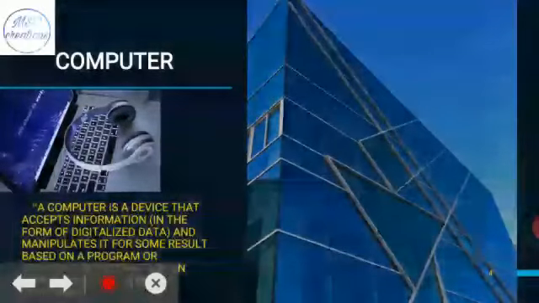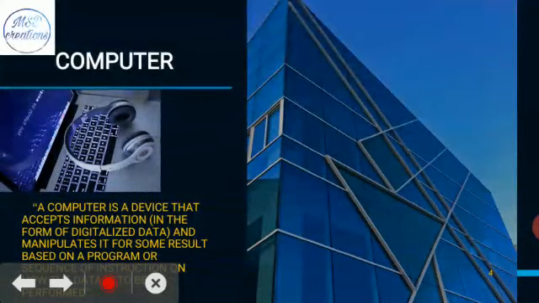Let us define a computer. A computer is a device that accepts information and manipulates it for some result based on a program or sequence of instructions on how the data is to be processed. It means a computer is an electronic device which accepts raw data from the user, processes it, and gives meaningful information to the user in the form of a hard copy or a soft copy.